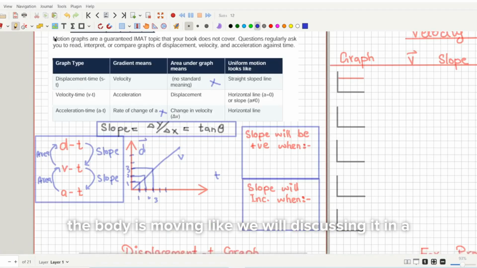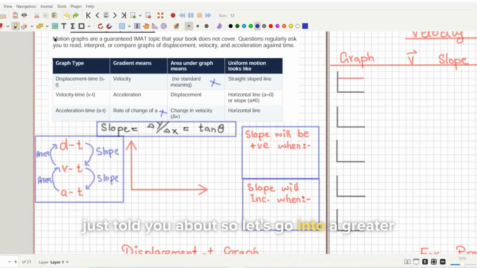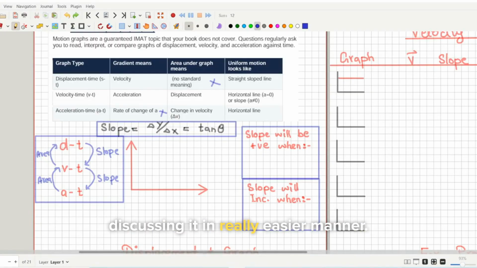We will be discussing it in really great detail. So these are the basics that I just told you about. Let's go into greater detail. First, what is slope, when is it positive and when is it increasing? There are two aspects of the slope, and most students don't get when the slope is increasing, when it is decreasing, when it is positive and when it is negative. This is really important, and I will discuss it in an easier manner.